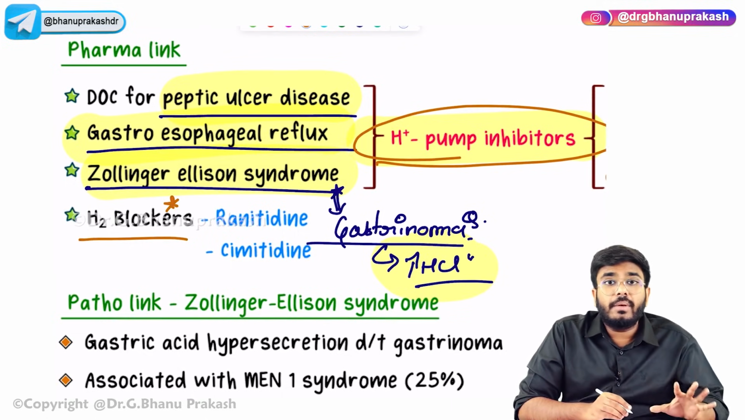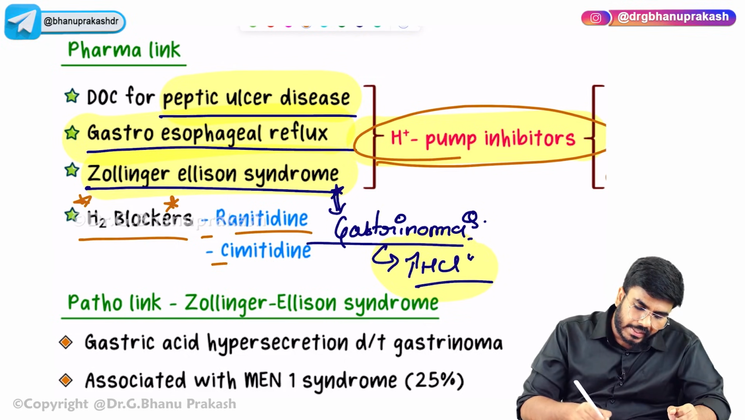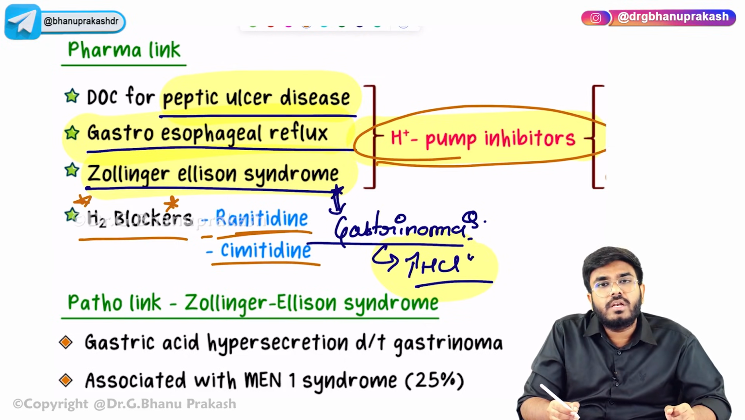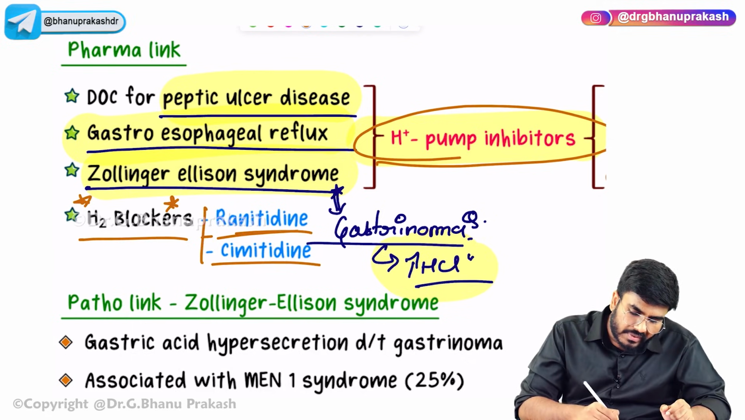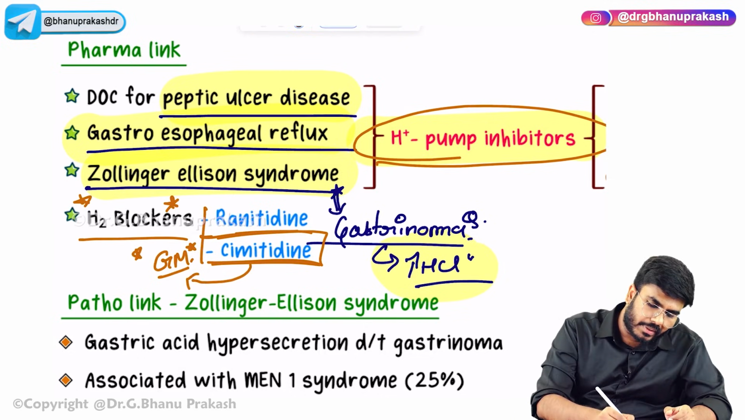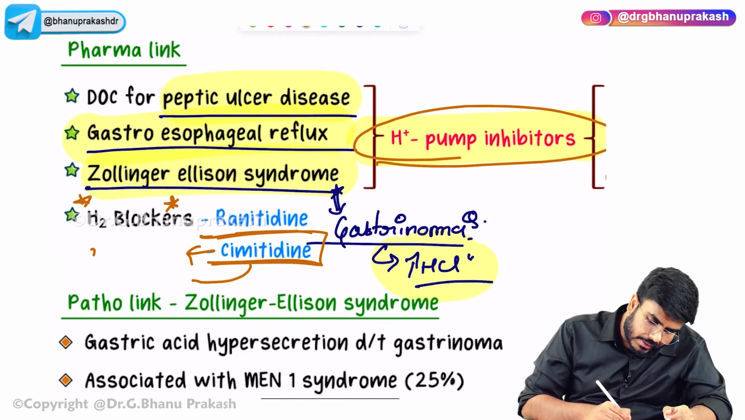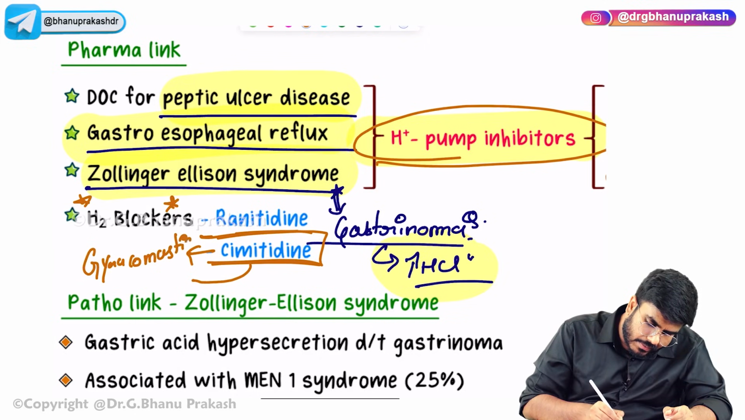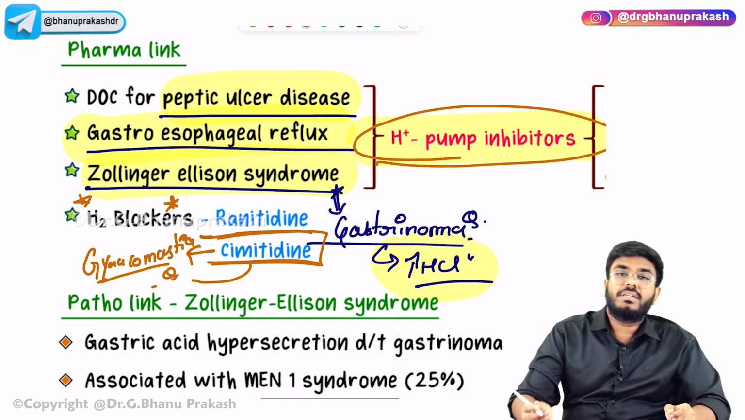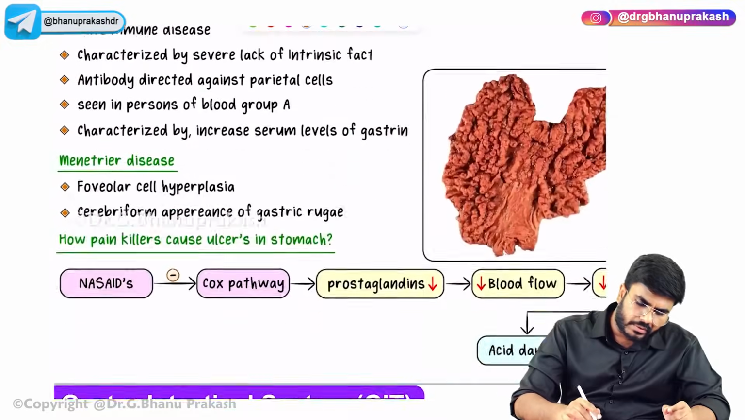Next, there are drugs like H2 blockers. Even histamine is one of the powerful stimuli. So histamine blockers like cimetidine and ranitidine can also be used to decrease the acid. The problem with cimetidine is that it causes gynecomastia. Let me write the full form here. It's also important: cimetidine causes gynecomastia in males. Zollinger-Ellison syndrome is just a patho thing, you can do it in your patho.